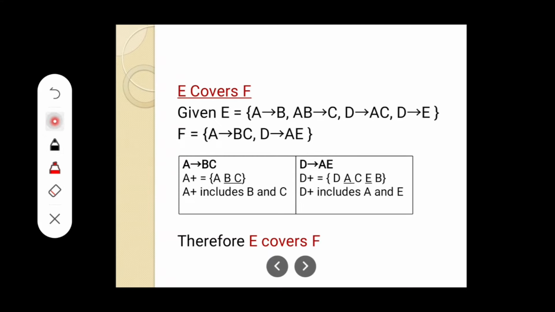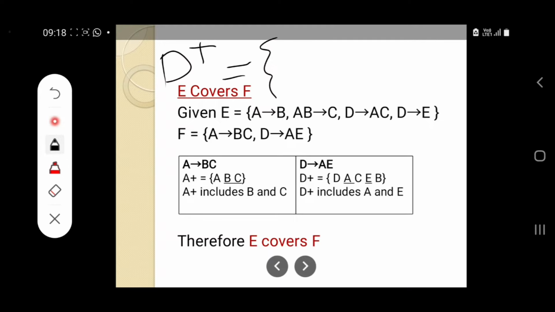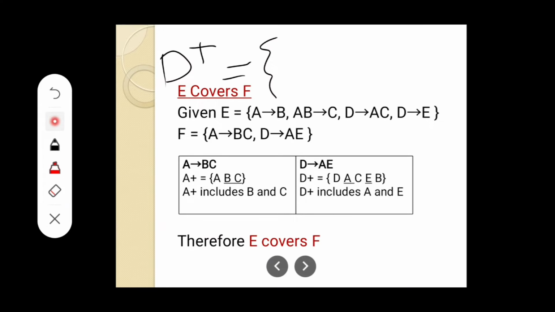Determine AE. So I will compute the closure of D. What is D closure? We are referring to this functional dependency set. What will be the first closure value? Due to the reflexive property, the first value of the closure of D is D itself.